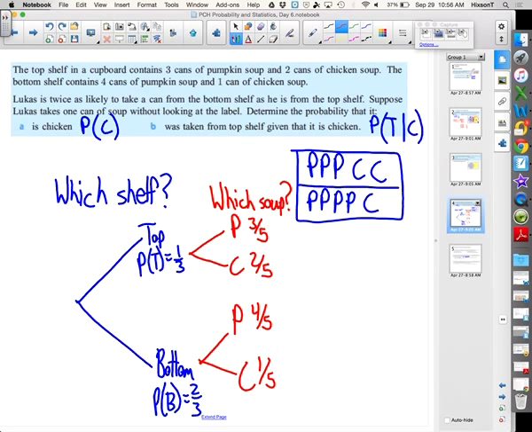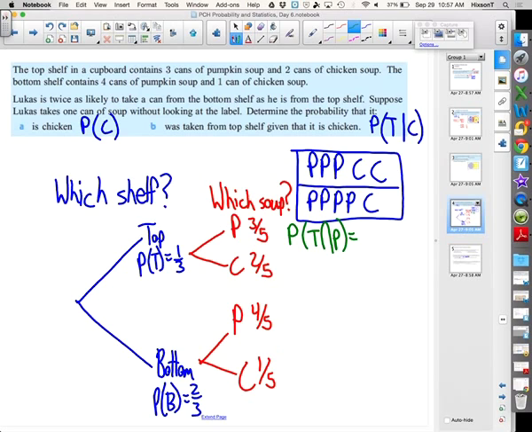Now, it's going to be important to pay attention to notation as you work your way through these, because one of the things that we're going to consider is some combined probabilities like we've looked at earlier, okay? At the end of each of these branches of our tree diagram, we actually have a combined probability. Here, if we pick the top shelf and then pick pumpkin, that's going to give us the probability of top shelf and pumpkin.